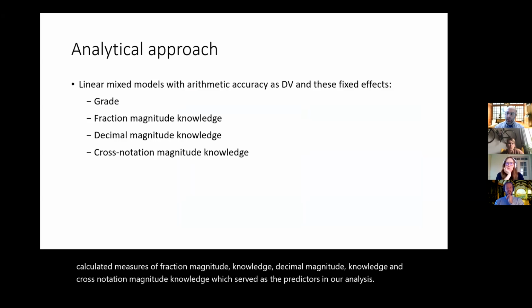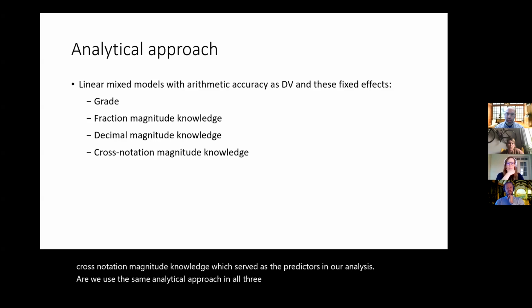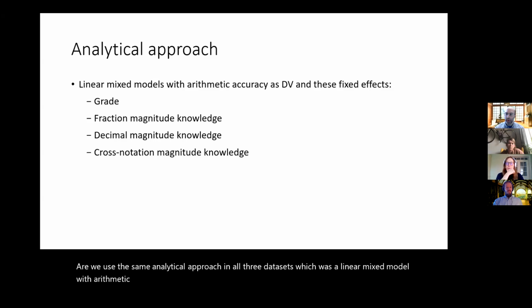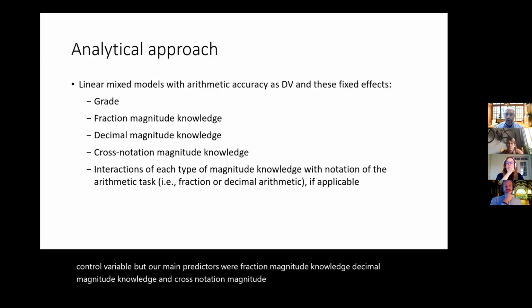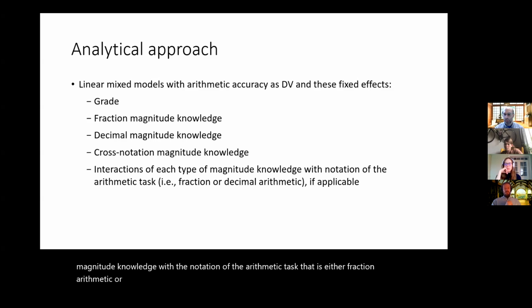We used the same analytical approach in all 3 data sets, which was a linear mixed model with arithmetic accuracy as the dependent variable. We included participants' grade as a control variable, but our main predictors were fraction magnitude knowledge, decimal magnitude knowledge, and cross-notation magnitude knowledge. Also, to address our secondary research question, we included interactions of each type of magnitude knowledge with the notation of the arithmetic task, that is either fraction arithmetic or decimal arithmetic, except in the first data set because that data set only included fraction arithmetic.